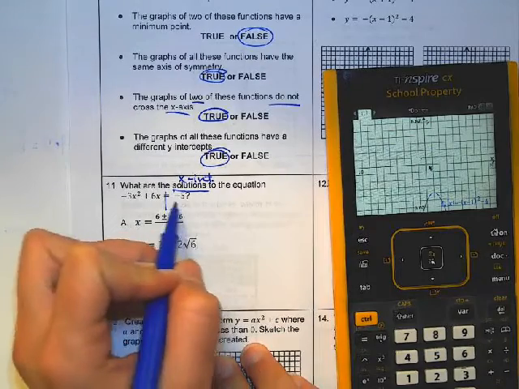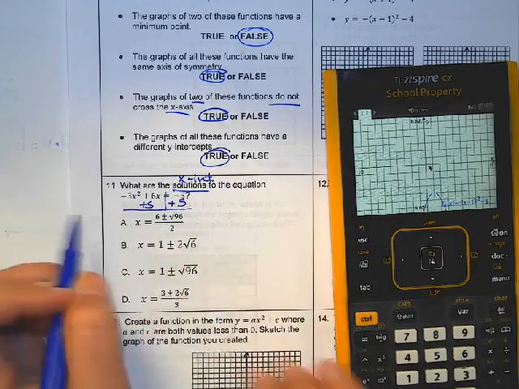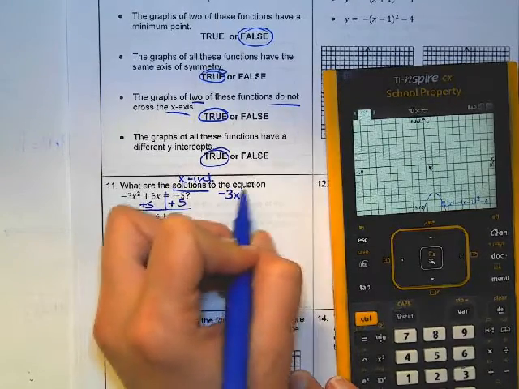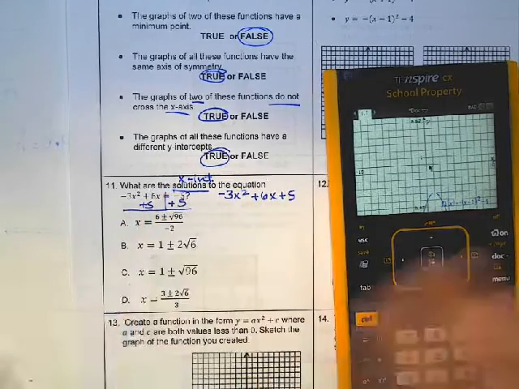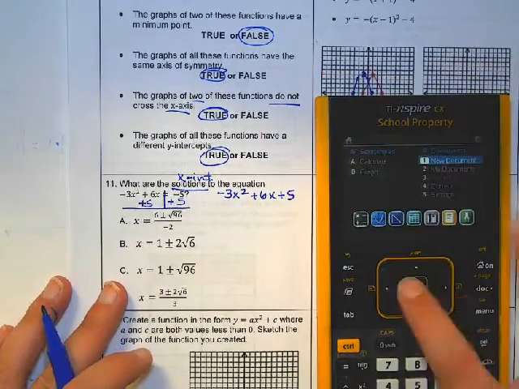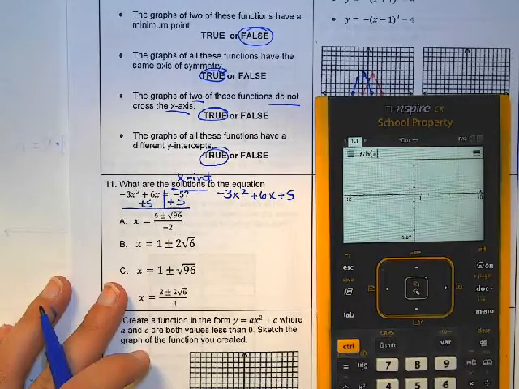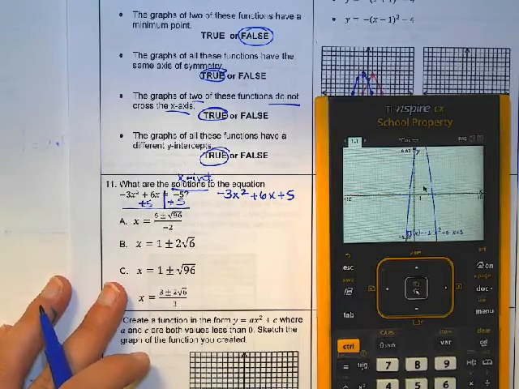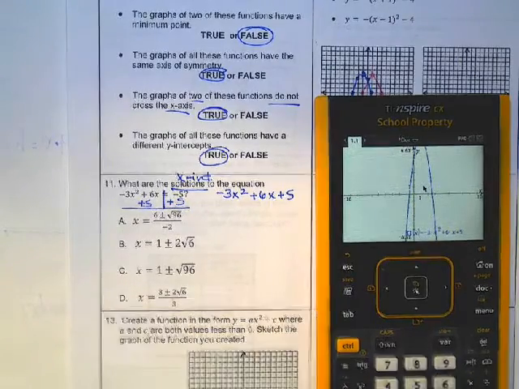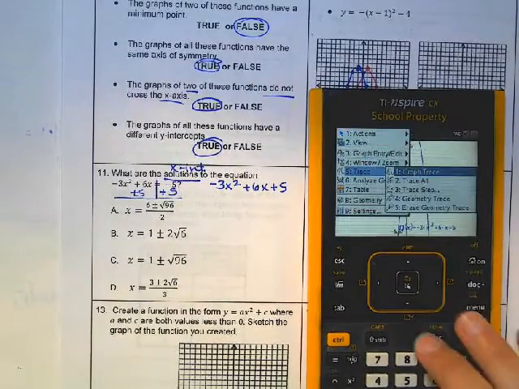Move that -5. How do I move a -5? Add 5. So this is really going to be -3x squared plus 6x plus 5. So I'm going to go graph that. -3x squared plus 6x plus 5. Go find my x-intercepts by tracing.